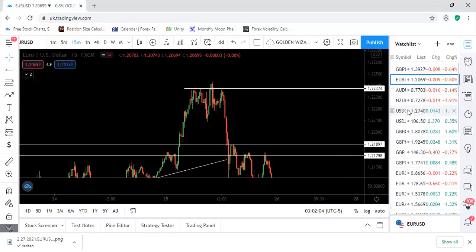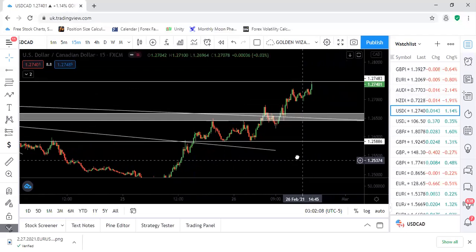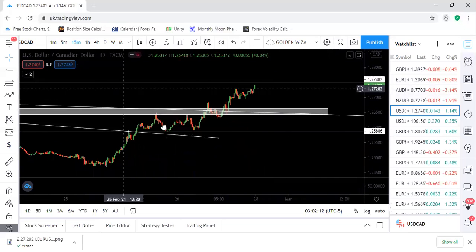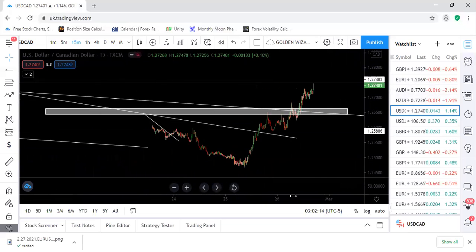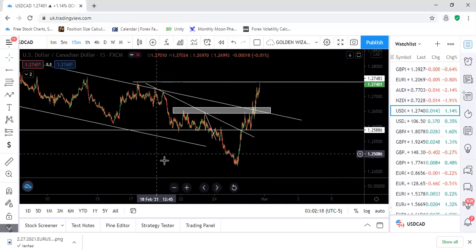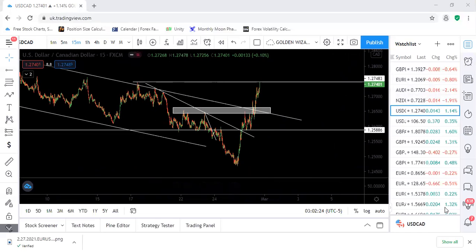AUD NZD, very similar. I'm going to look at USD CAD right now and USD JPY, and then maybe gold and wrap this up. So let's see. USD CAD. And beginning of the week was the 22nd, 23rd. Monday, 22nd. So here was Monday. We were looking for sells.